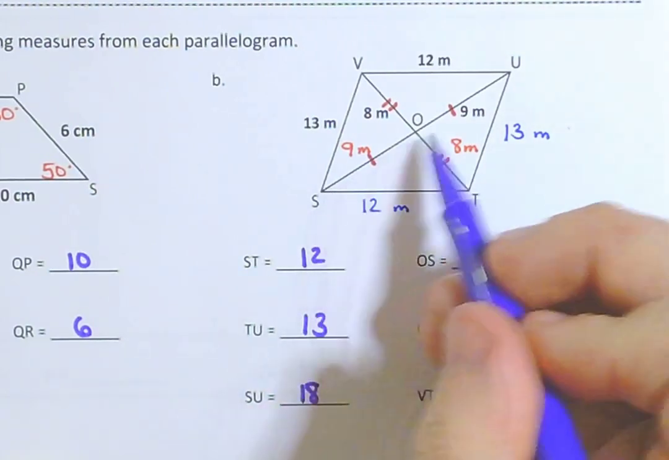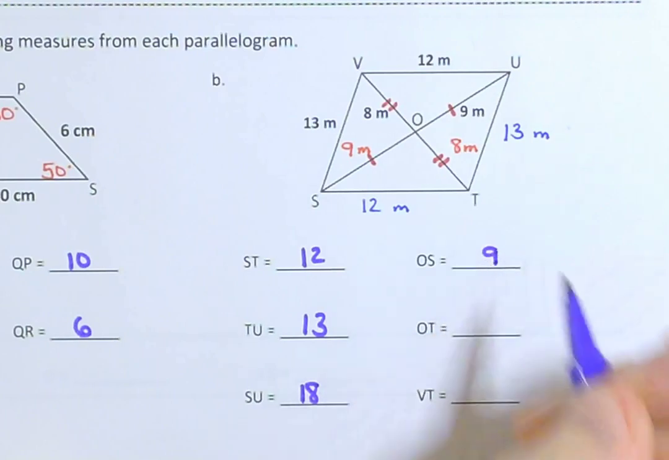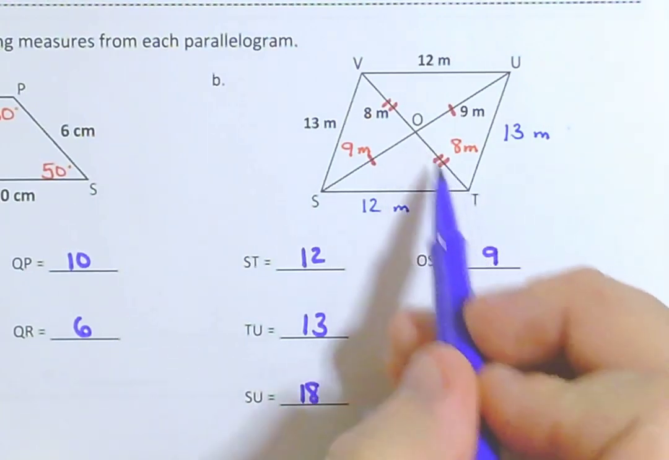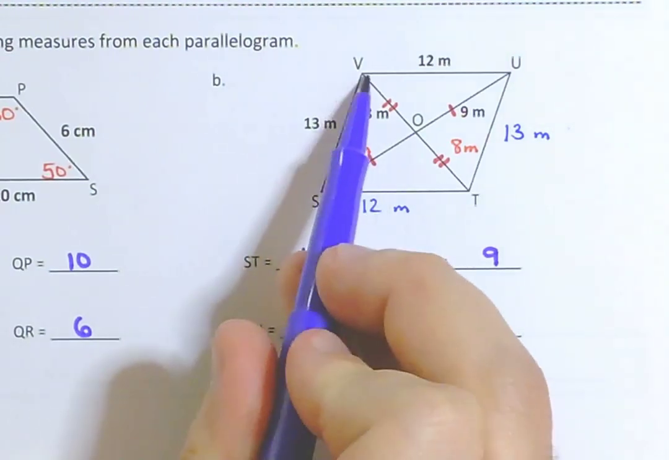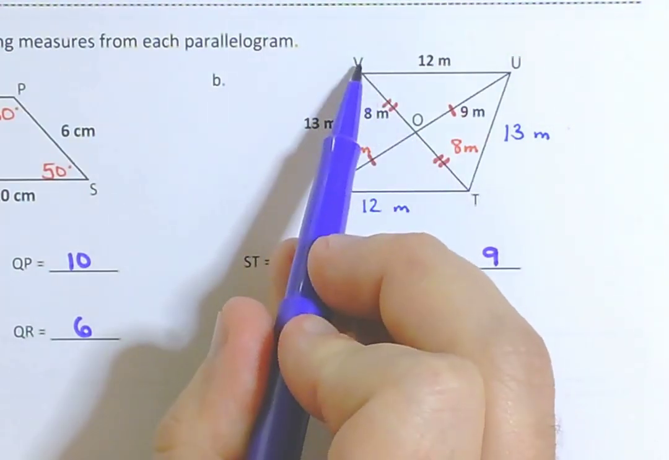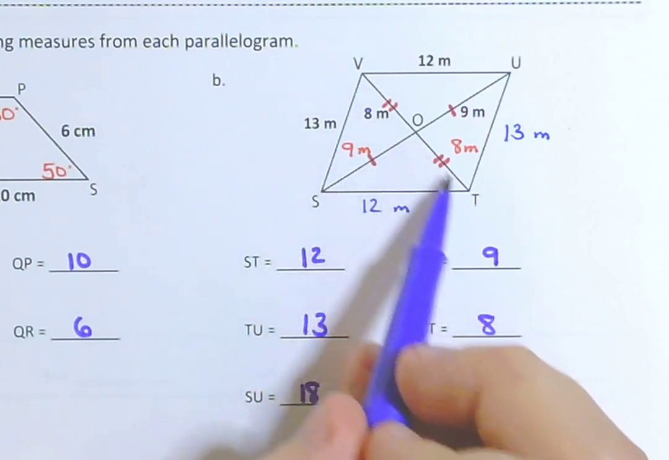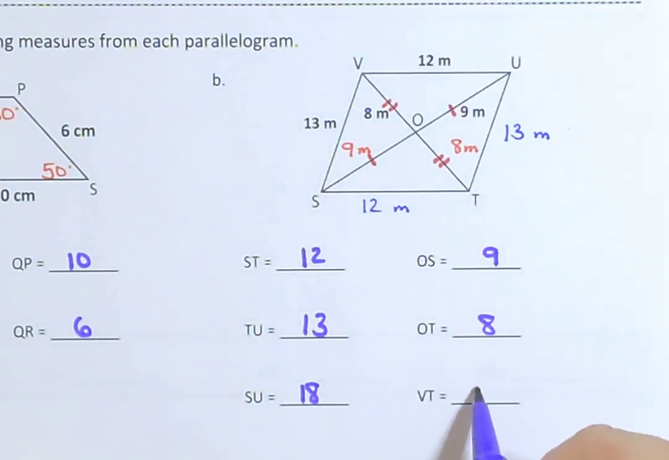We found OS to be 9, and we found OT to be 8. And then lastly, VT is going to be this entire diagonal. So that's this plus this. So 8 plus 8 is going to give us 16.